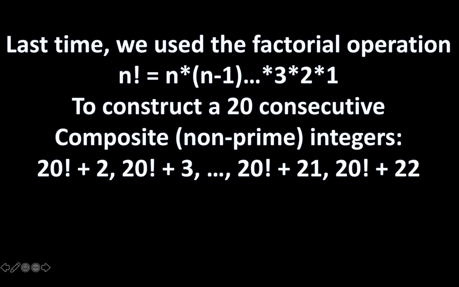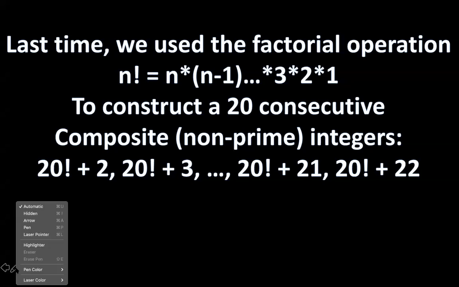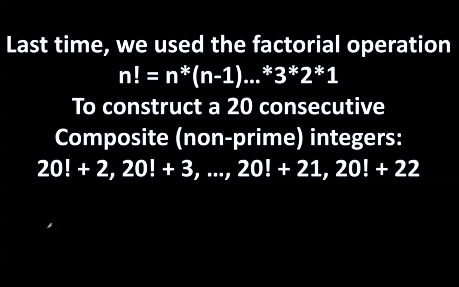get into today's topic. So last time we used the factorial, and I've defined that right here, the n factorial. You just take a number and multiply it all the way down to 1. So 5 factorial is 5 times 4 times 3 times 2 times 1. We used that to come up with, the big question was, 20 consecutive composite, which means not prime, integers.